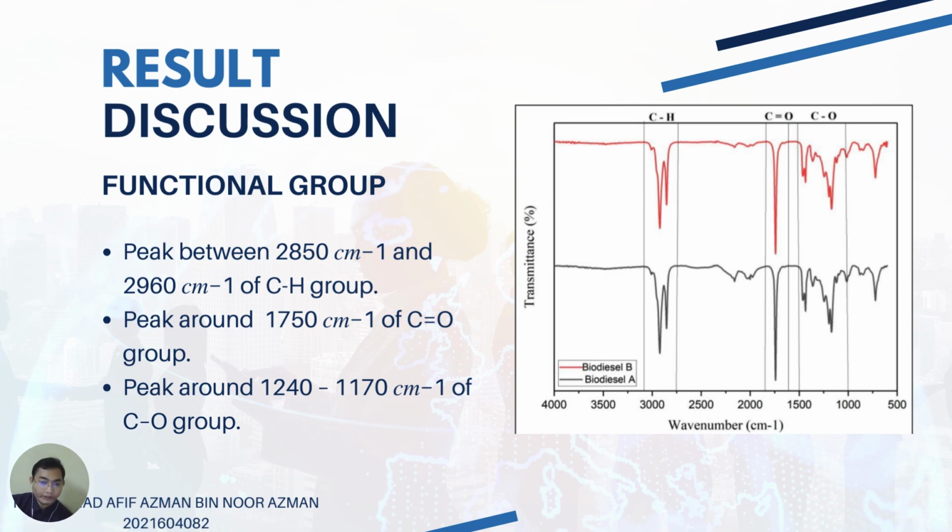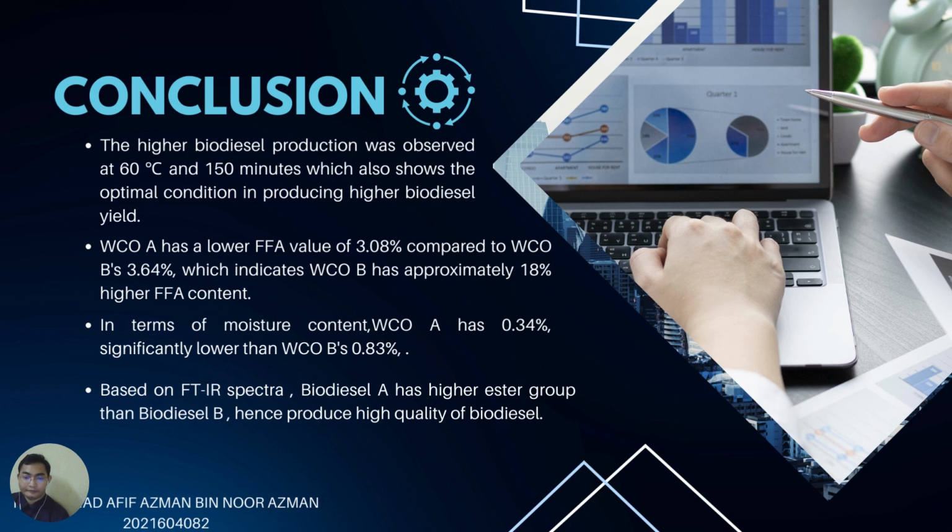But to compare their quality, WCOA has a higher ester group, as shown from the graph between 1900 per centimeter and 2400 per centimeter, which shows a high intensity of peak for biodiesel A compared to biodiesel B. Thus, it can show that biodiesel A has higher quality compared to biodiesel B, as the ester group content was high in biodiesel A.